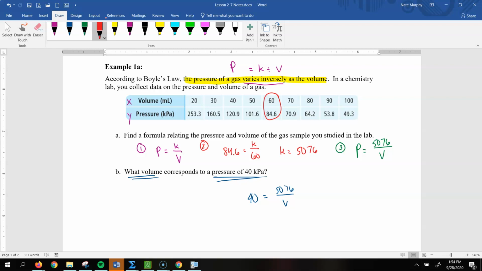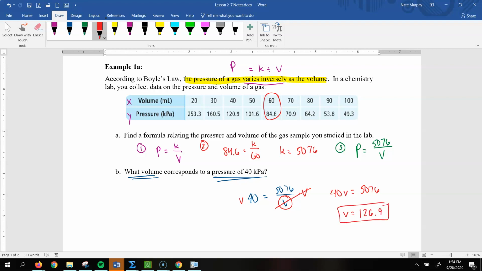Okay? Here's what we want to do. We want to get rid of the fraction. In the fraction, I have the V in the denominator. So I'm going to multiply both sides by V. Doing so gets rid of the V from that denominator. So now I have 40V equals 5,076. Now I can divide both sides by 40, and when you do that, we get 126.9 as your answer.